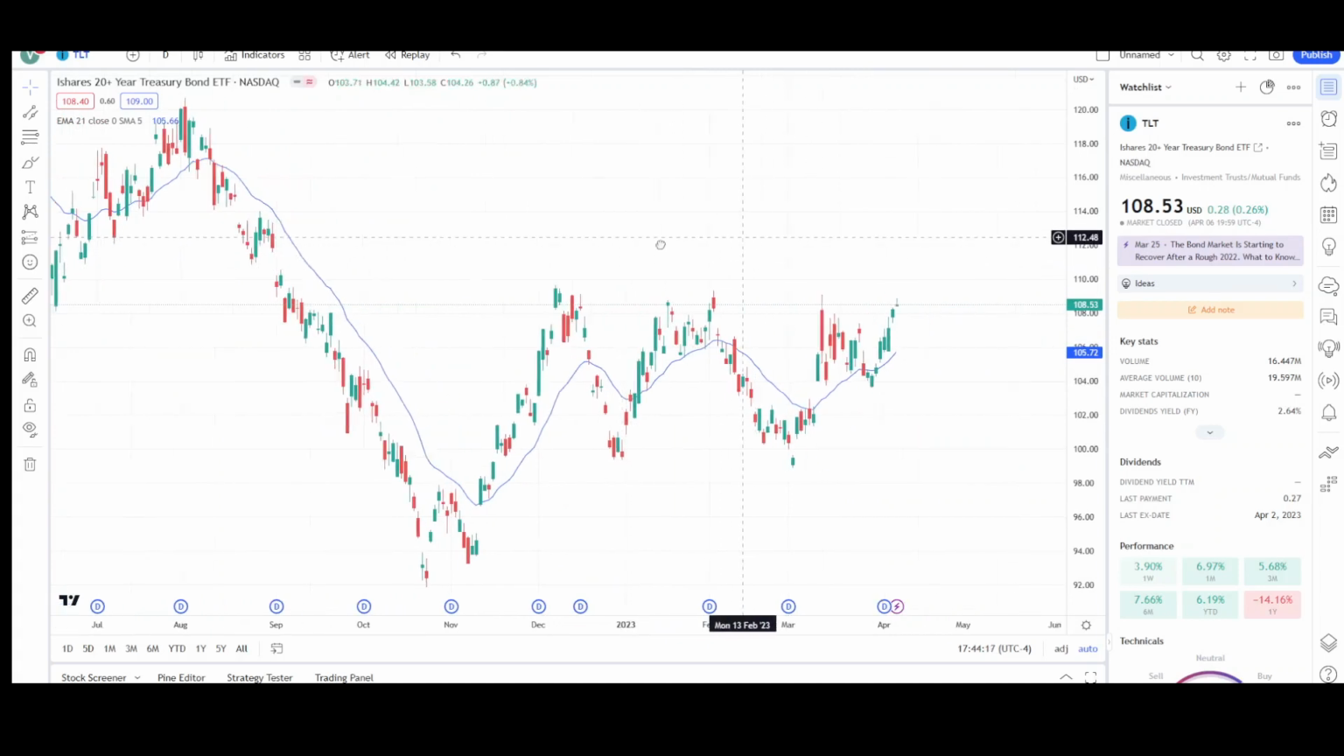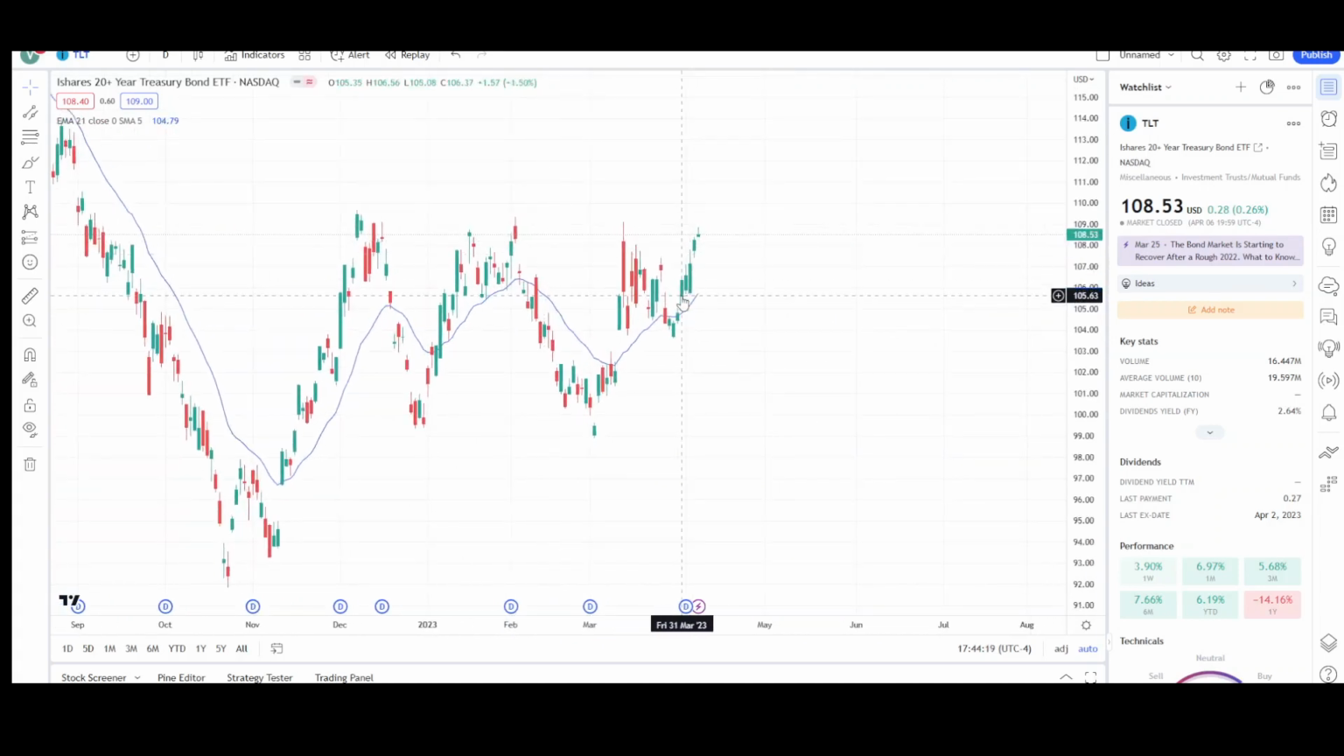So let's take a look at TLT. I think I was bullish last week, and it looks like prices did rise up due to shorts being trapped, and let's go over the reason why. Prices closed on March 31st at the 106.30-ish level, and since then prices rose higher.